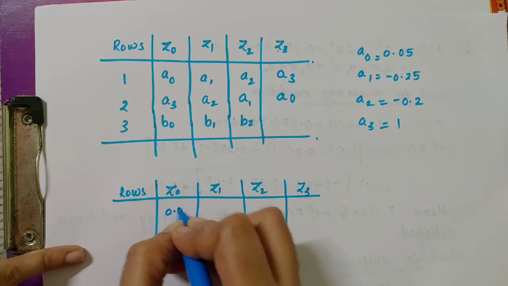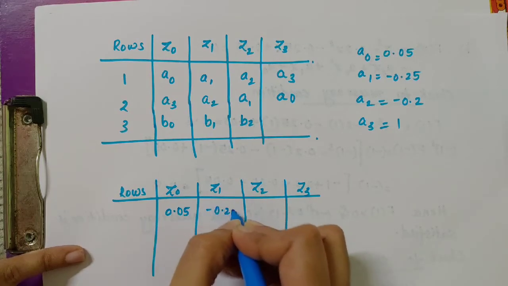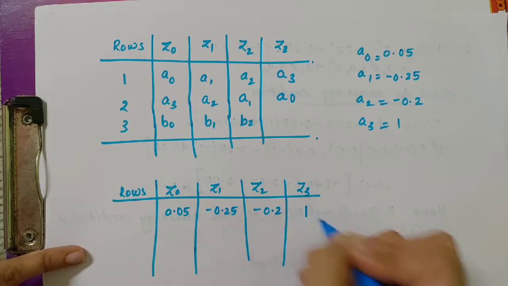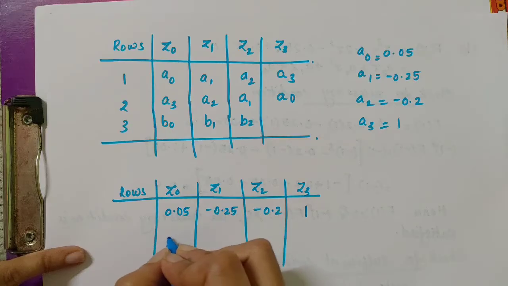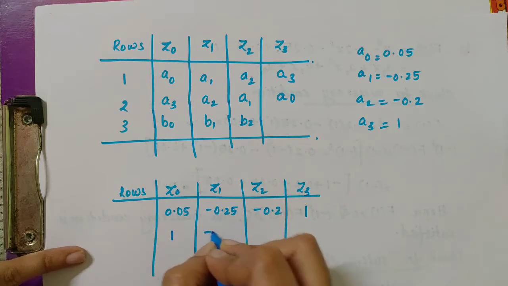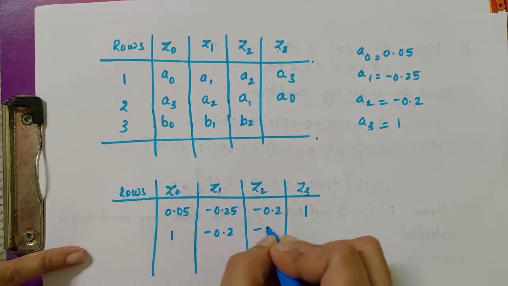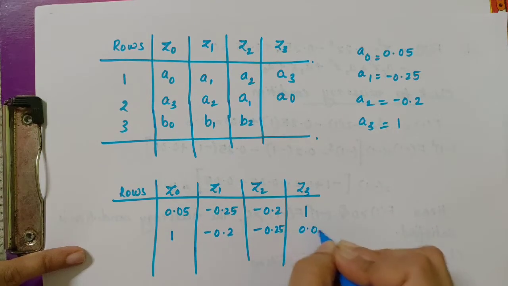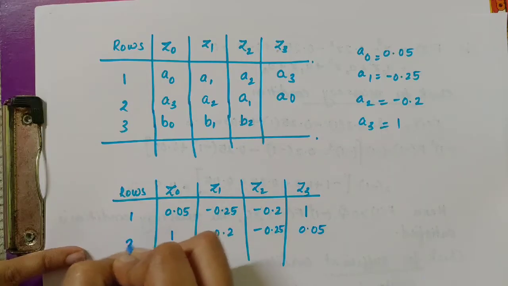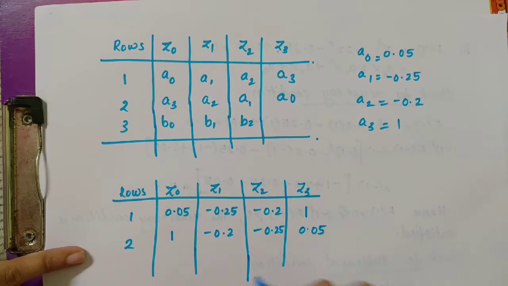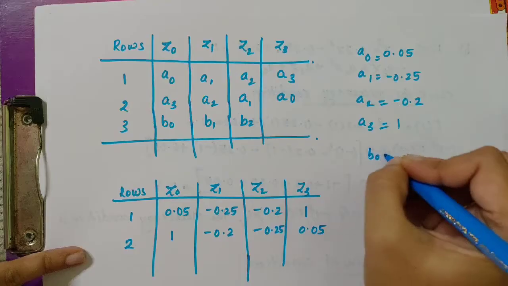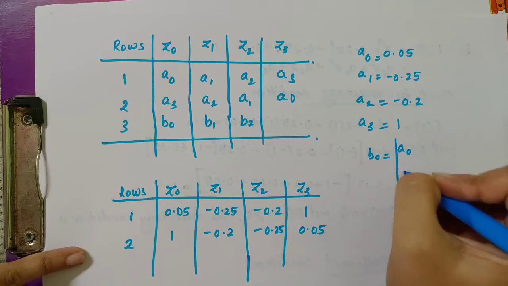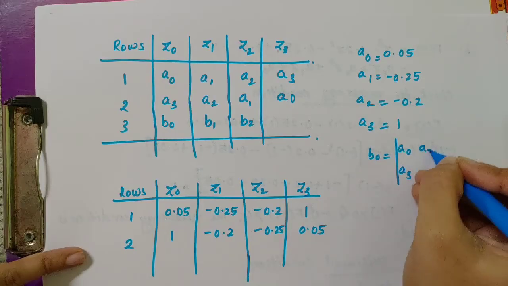Okay, 0.05 minus 0.25 minus 0.2 and 1. Now what should we do? We write it in reverse: 1 minus 0.2 minus 0.25 and 0.05. Okay, so first we have filled two columns. Now B0 is equal to what did we say? Mod A0 A3 A3 A0.